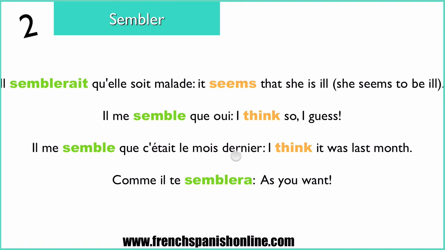Il me semble que c'était le mois dernier. I think it was last month. Again, you could say je pense que c'était le mois dernier. So, if you want to use the verb sembler, il me semble que c'était le mois dernier. An expression, comme il te semblera, as you want or as you will want, actually in French we use here the future, comme il te semblera.